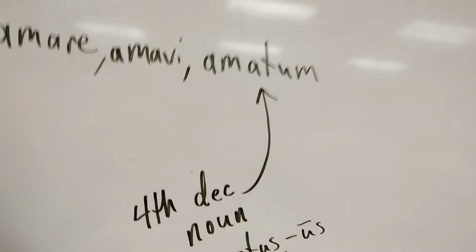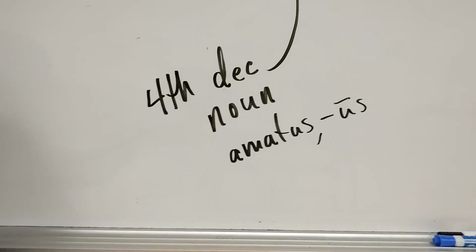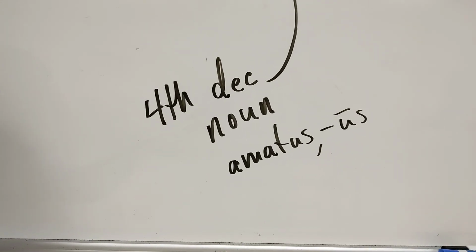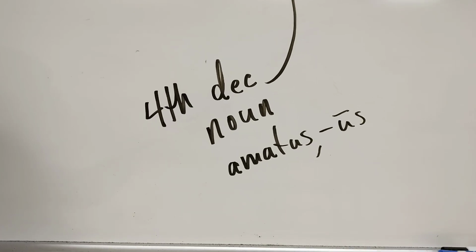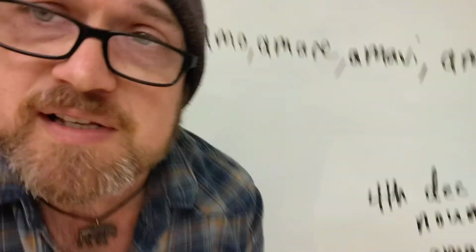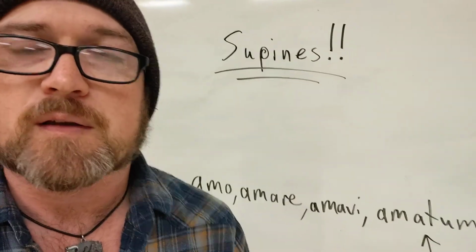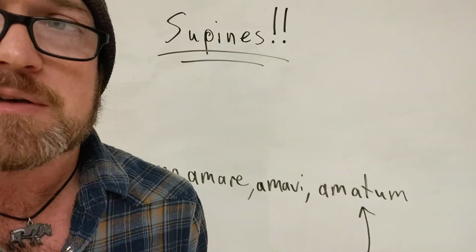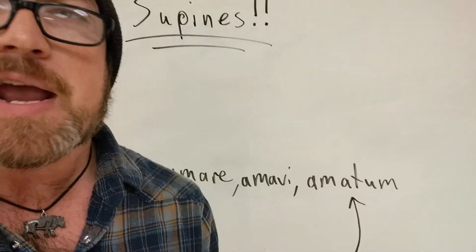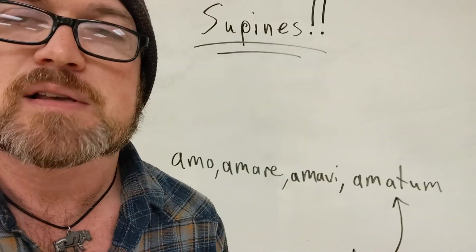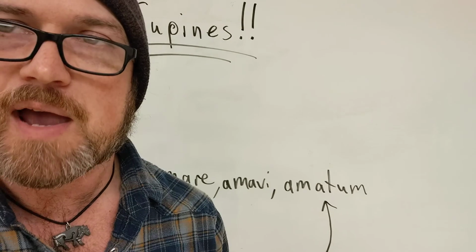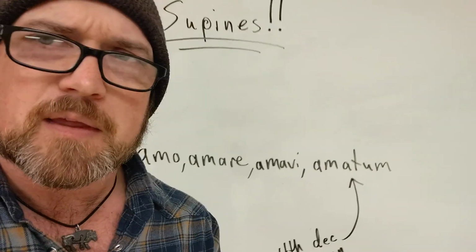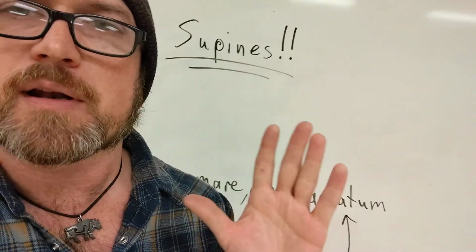So really what this amatum is, it's the accusative form of amatus, right? With the US and then the long US. And technically you could totally see fourth declension nouns that are derived from verbs in any case. Theoretically, you could do that. You probably won't, and it's not considered a supine unless it's in the accusative or the ablative. All right. That probably seems really weird, but I'm going to explain why.